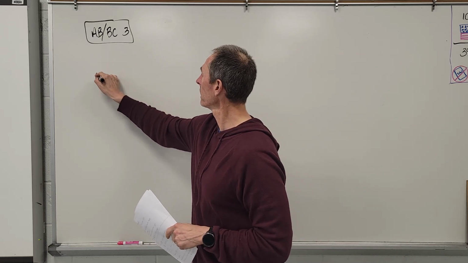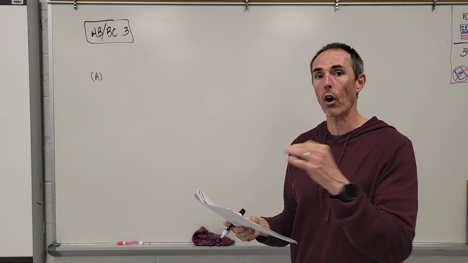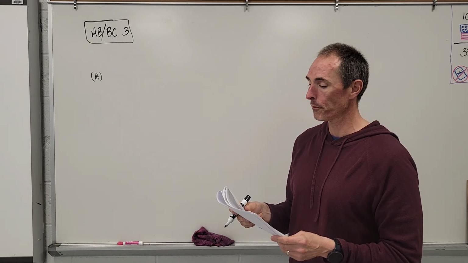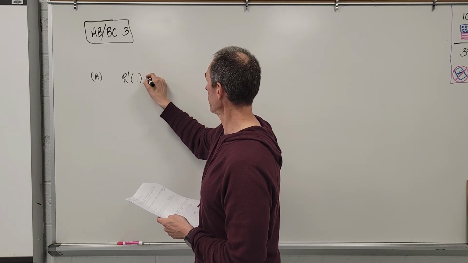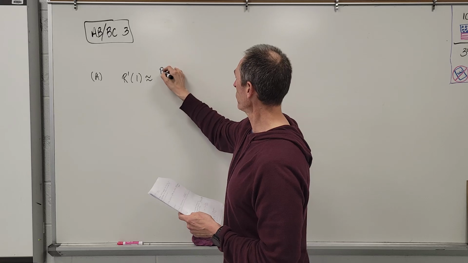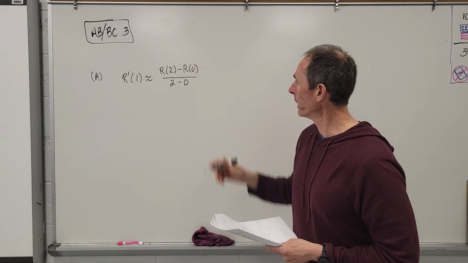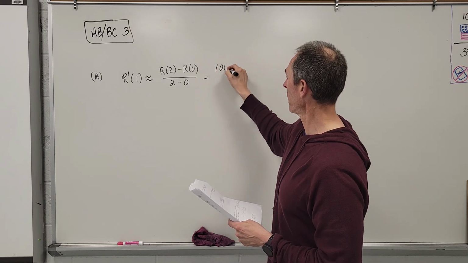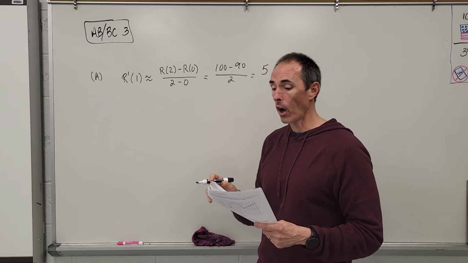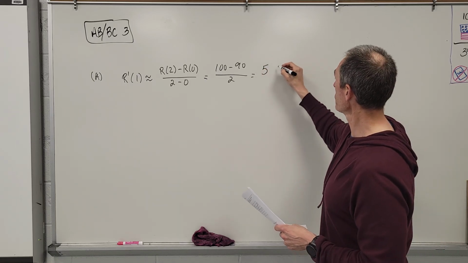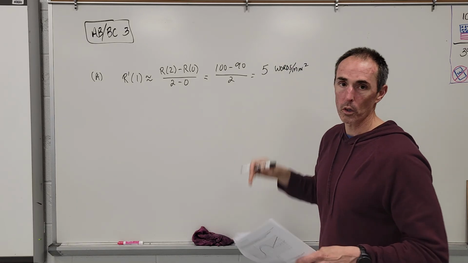So part A asks us to approximate r prime of 1 using the average rate of change of r over the interval 0 to 2. And so all we're going to do in this case is say, all right, r prime of 1 is approximately the value of r of 2 minus r of 0 over 2 minus 0. And if we use the values in the table, that equals 100 minus 90 over 2. And so that gives us 5. Now, the question also asks for units of measure, so that would be words per minute squared.